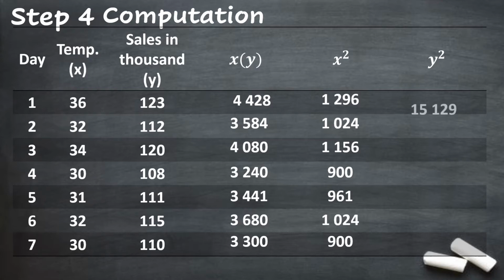15,129. And the next value for y is 112. 112 squared, or 112 times 112, is 12,544. Next, the third value for the y column is 120. So we have 120 times 120, or 120 squared, is 14,400. And squaring all the rest of the y values, we will have these values for the y squared.